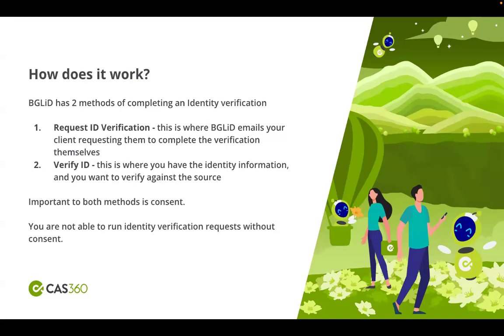The first one we've got is request ID verification. So this is the one that I'll be showing in the demonstration later. Using the request ID verification, this is where BGLiD will send an email to your client requesting them to enter their ID information and complete the verification themselves. So the data will not come through to your Cash 360 account. You will only receive the result of the ID verification.